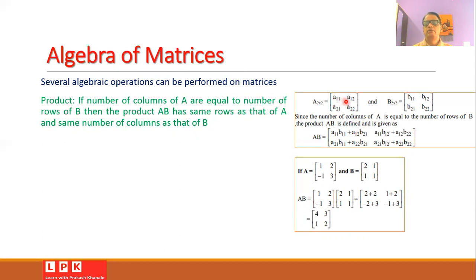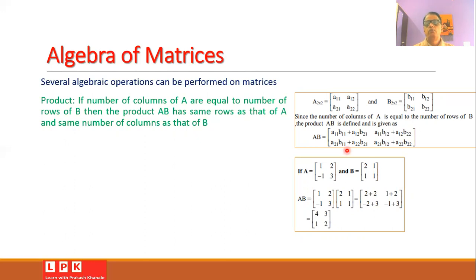That is, we will take the first row of A and the first column of B, and then we will multiply the corresponding elements and add them to obtain the resultant element. Similarly, now we will take the first row of A and the second column of B to get the next element, A11 into B12 plus A12 into B22. To obtain the third element, we will take the second row of A and the first column of B, and then we will multiply the corresponding elements and add them together.